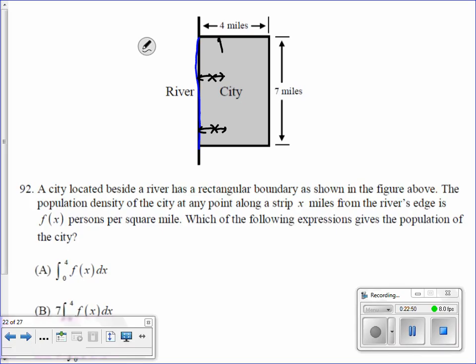All right? So you want to draw a strip this way because they're saying the population density at any point along a strip x miles away from the river's edge is f of x persons per square mile.